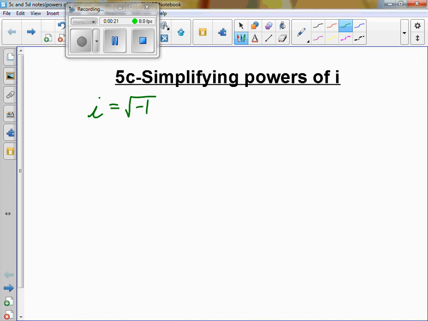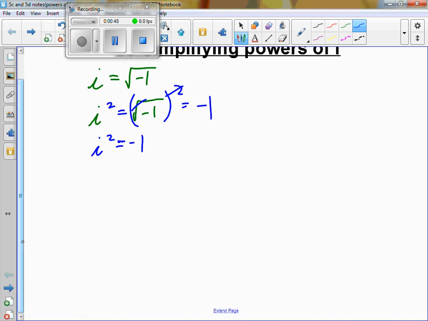So if I were to take i and square it, so square of the square root of -1, if we squared that, what would it equal? Well, square and square root are opposites, so it just equals -1. So i squared equals -1. Very important for 5C. It's a very, very important thing.